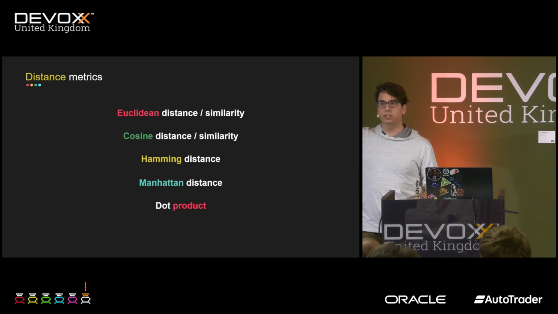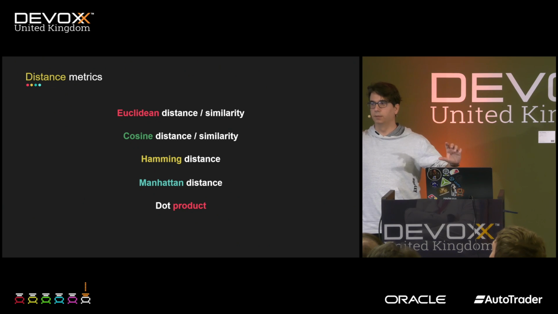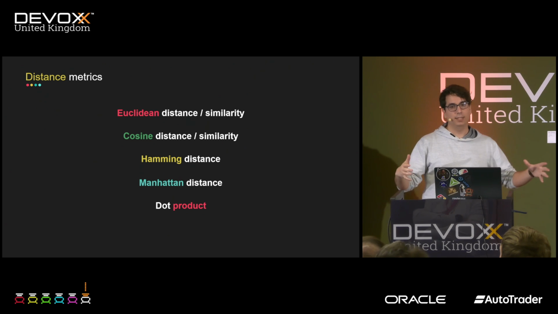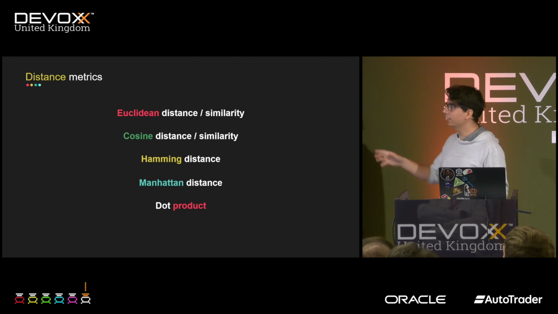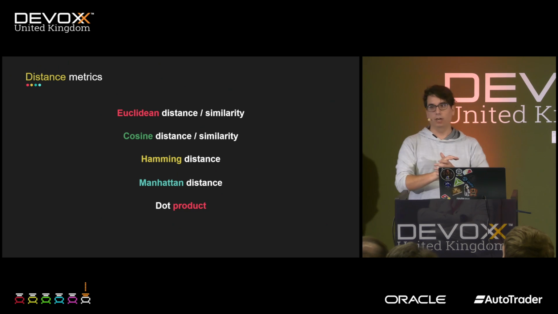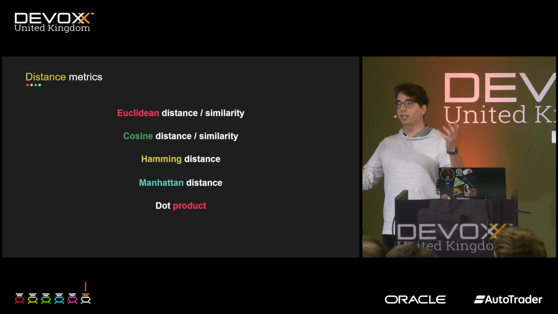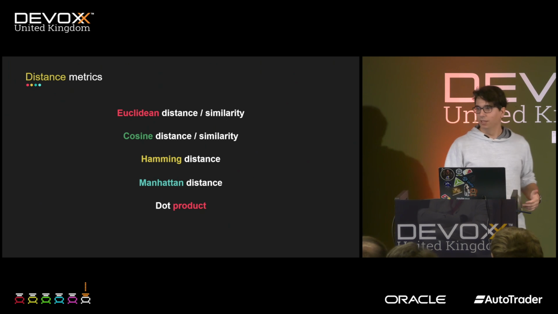Do you know what the difference is between distance and similarity? When you're asking for a distance, you're asking how far these objects are apart from each other. And when you're asking for similarity, you're asking how close these objects are to each other. Now you might think, okay, this is exactly the same. What are you talking about?